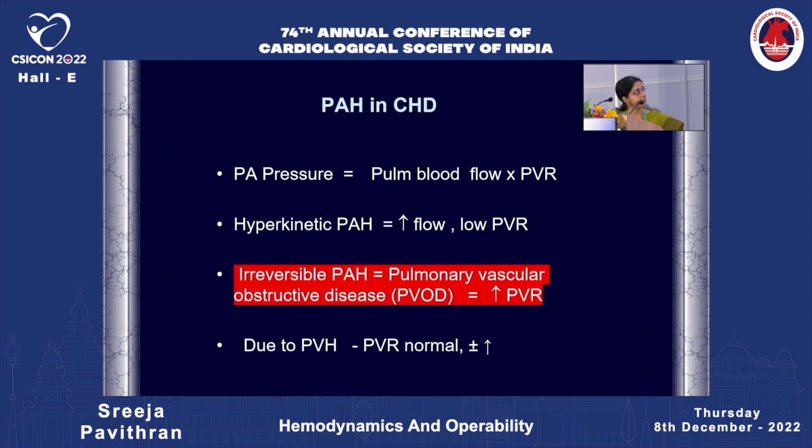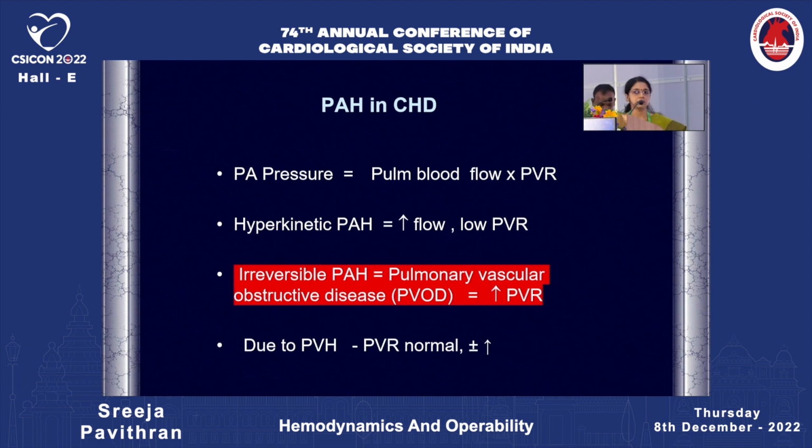So we know that PA pressure is a product of pulmonary blood flow and pulmonary vascular resistance. So in congenital heart disease, there is a terminology called hyperkinetic PAH. That means the flow is primarily driving the PA pressure. The elevation in the PA pressure is because of the increased blood flow to the lungs. So that is part and parcel of all large shunts. So that does not mean anything. It's part of the disease. So the issue of operability doesn't arise.